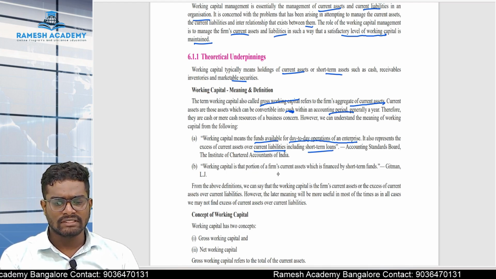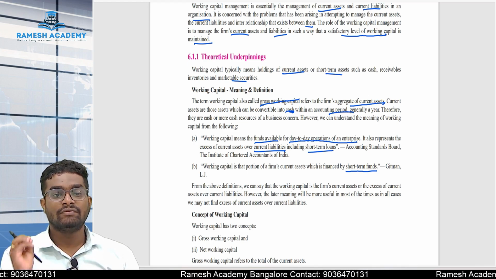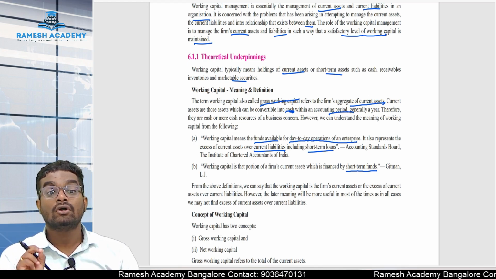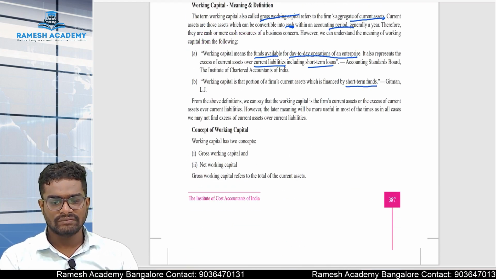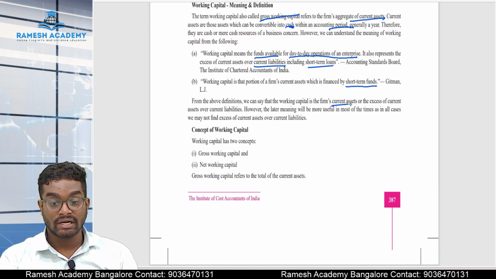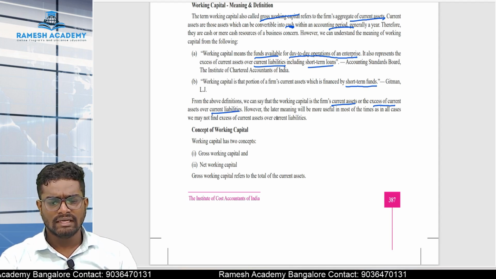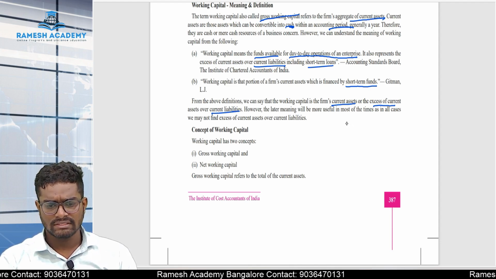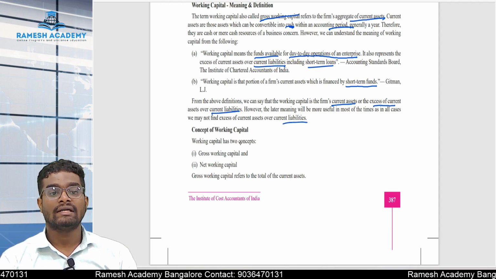Next, working capital is that portion of the firm's current assets which is financed by short-term funds. So here also they are telling the same thing. Working capital is nothing but the firm's current assets. So which means here they are referring to gross working capital. From the above definitions, we can say that the working capital is the firm's current assets or excess of current assets over current liabilities. However, the latter meaning will be more useful most of the time, as in all cases we may not find excess of current assets over current liabilities.